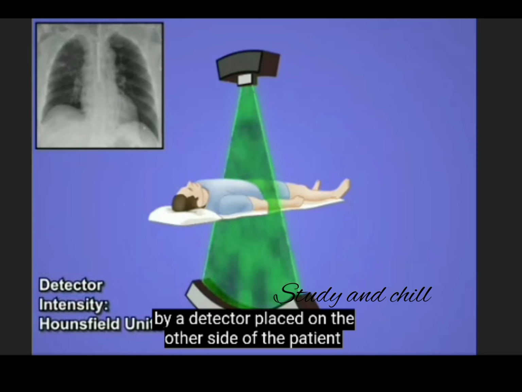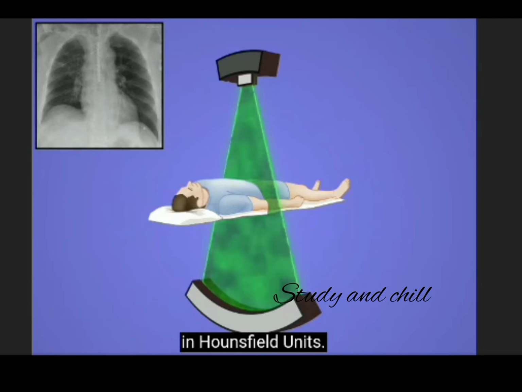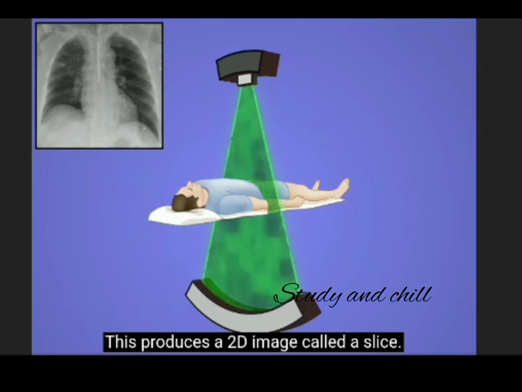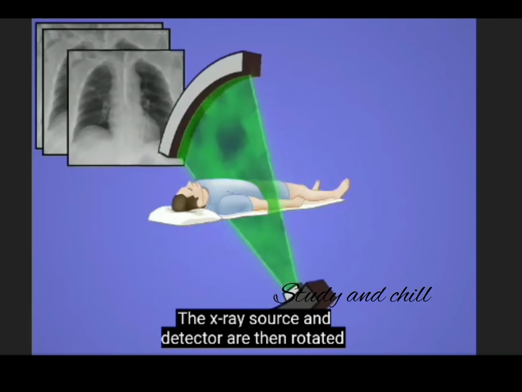This produces a 2D image called a slice. The X-ray source and detector are then rotated around the patient to acquire a collection of 2D slices. The slices are then reconstructed to create a 3D model.